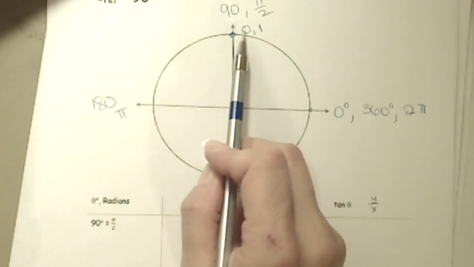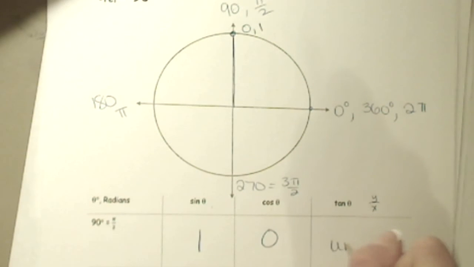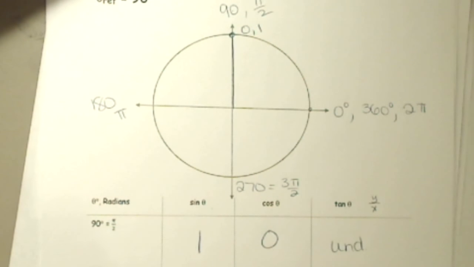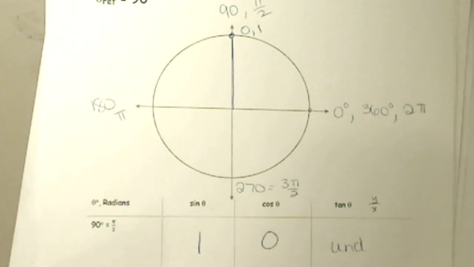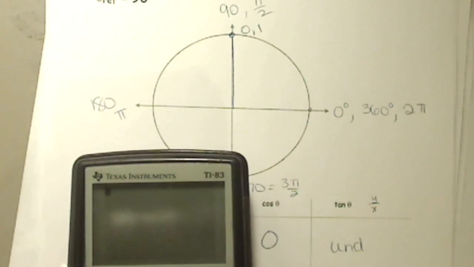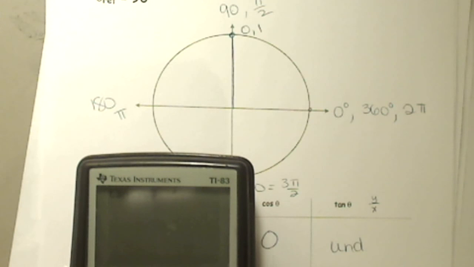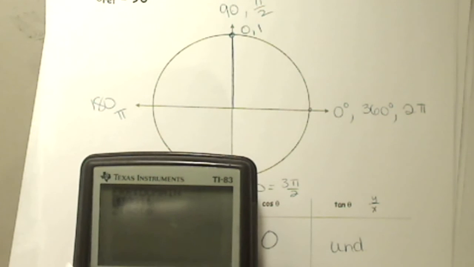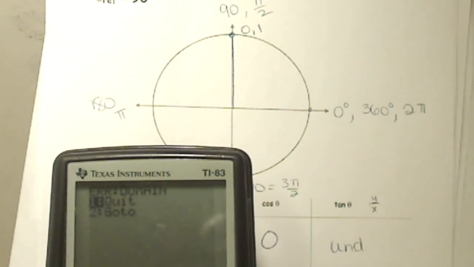So if we do 1 divided by 0, the tangent is undefined. There is no tangent of 90 degrees. Sure enough, you can confirm that this isn't craziness on your calculator. Tangent 90, error domain. There is no tangent for 90 degrees.